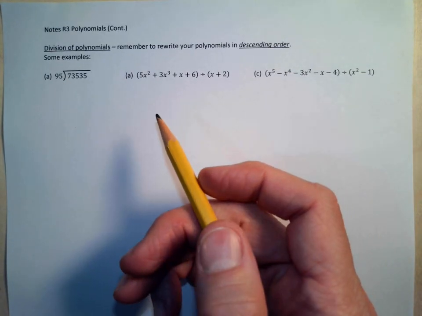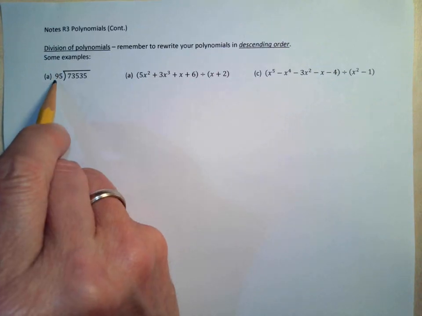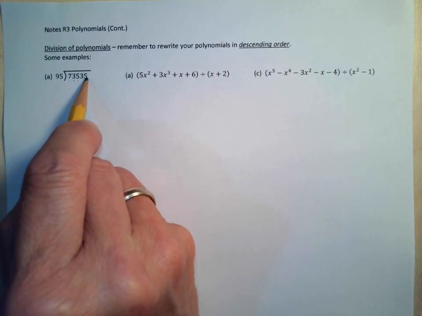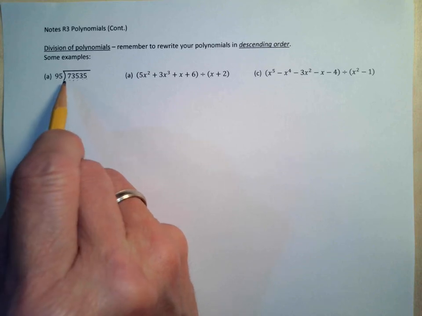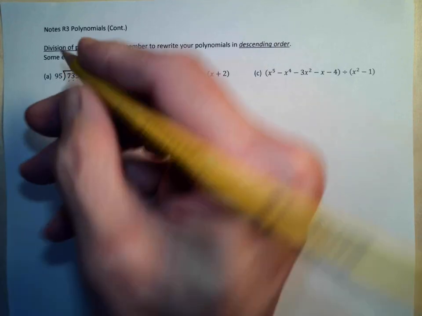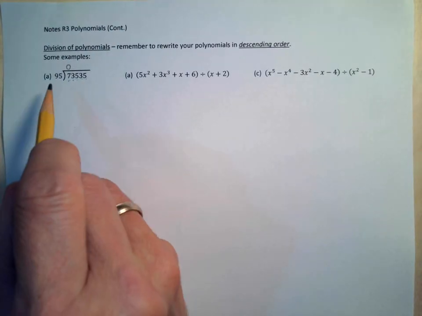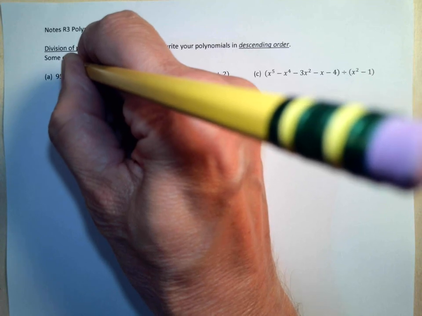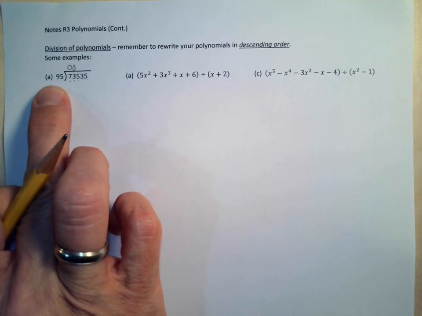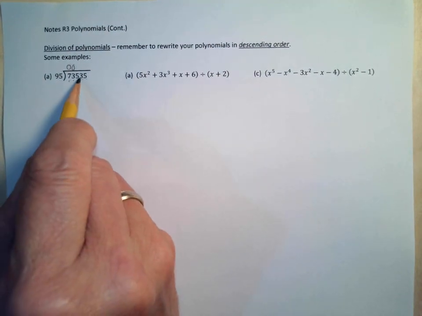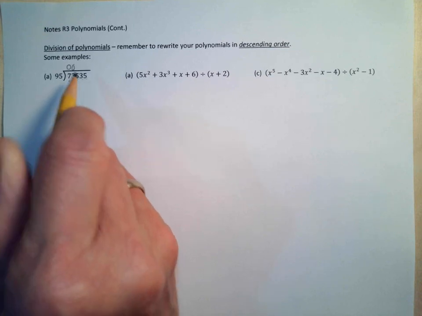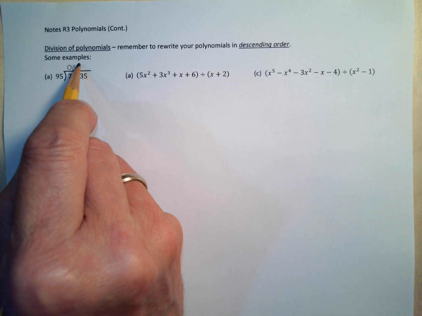So let's try this out. So we're dividing 73,535 by 95. So first we say 95, does it go into 7? It does not, so we put a 0 above that. Does 95 go into 73? No, so we put a 0. So how many times does 95 go into the first 3 digits? 735. So that is 7 times.